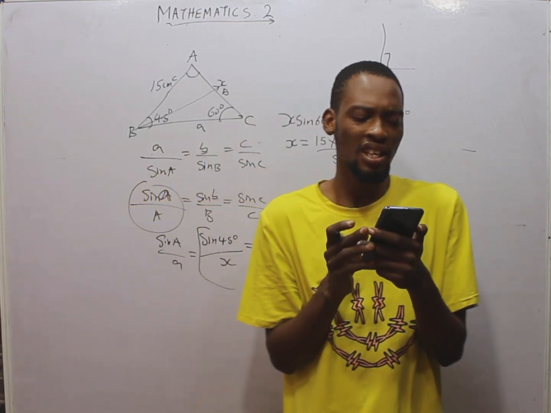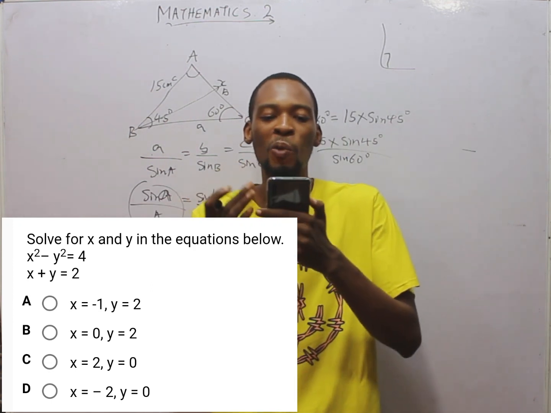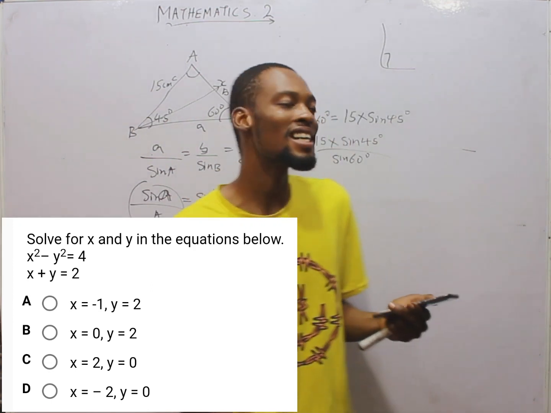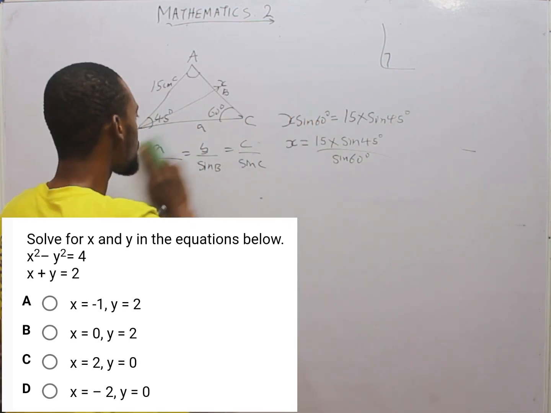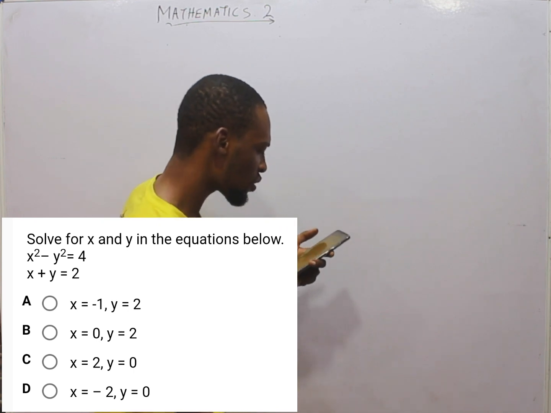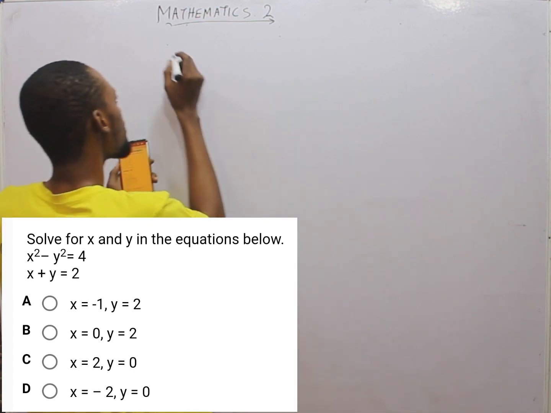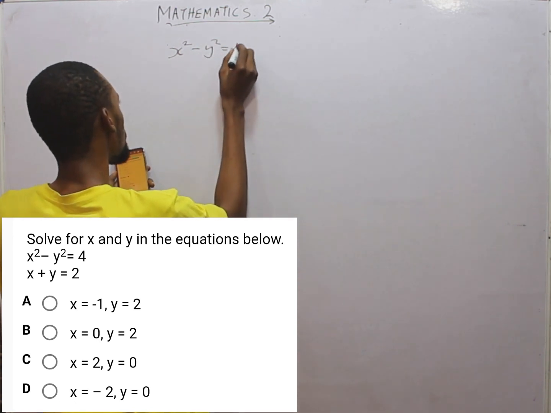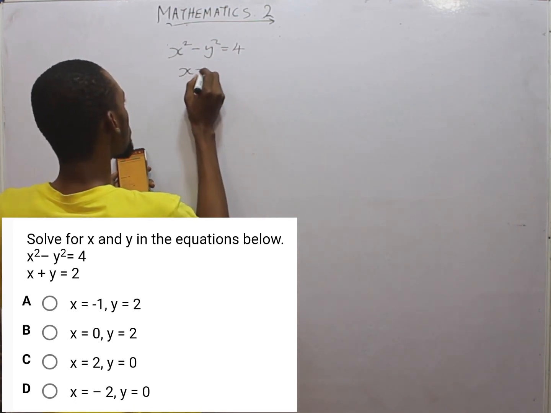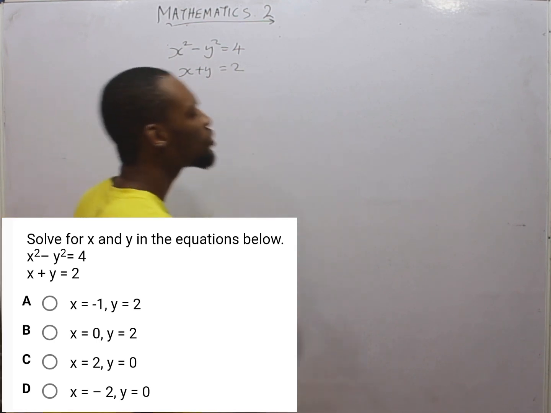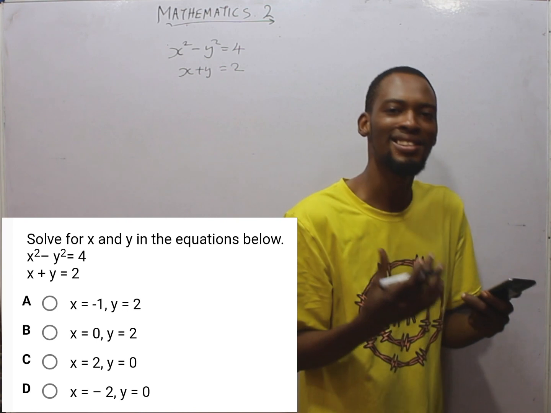And the next question says, solve for s and y in the equations below. Right now, we are in simultaneous equations. In this simultaneous equation, it is not your regular simultaneous equation. Why? We have a square. s squared minus y squared is equal to 4. s plus y is equal to 2. How do you solve simultaneous equations like this?